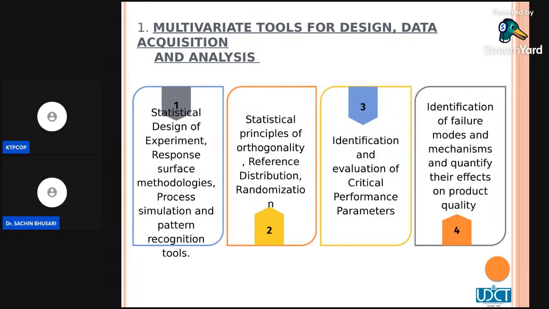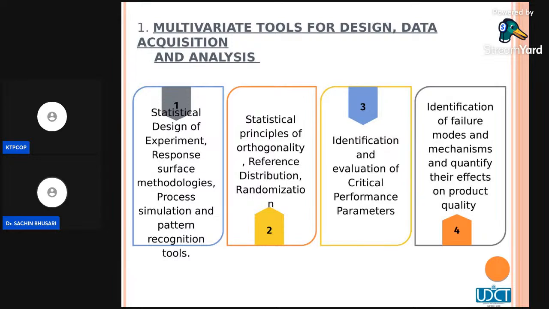Now, the third part is identification and evaluation of critical performance parameters. In multivariate tools, one must have an identification and evaluation of critical performance parameters. That means the factors which are critically affecting my final product or process have to be identified. And the fourth part is, if there is some failure or defect, why this failure or defect is there and how quantitatively it is impacting my formulation or the product quality has to be identified.